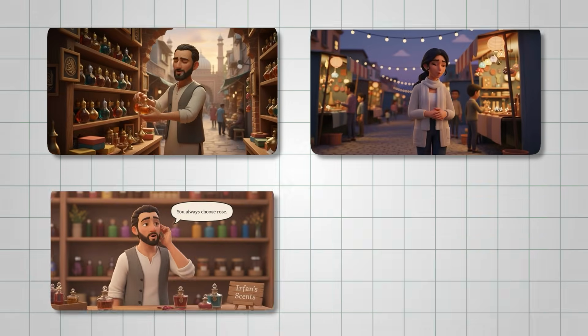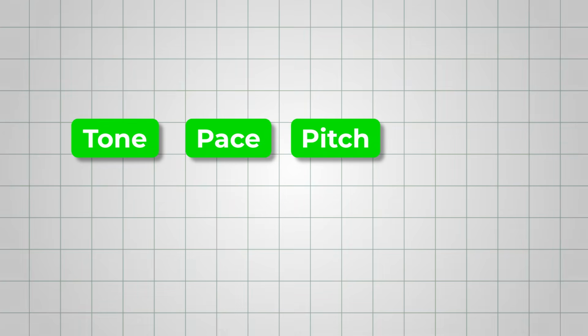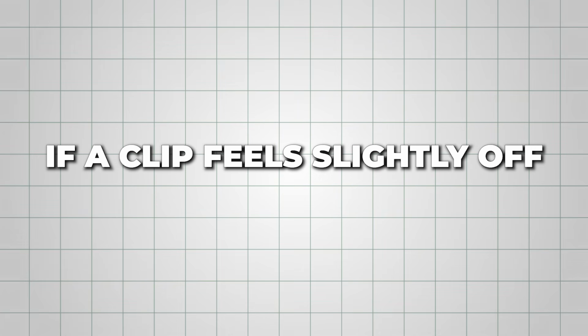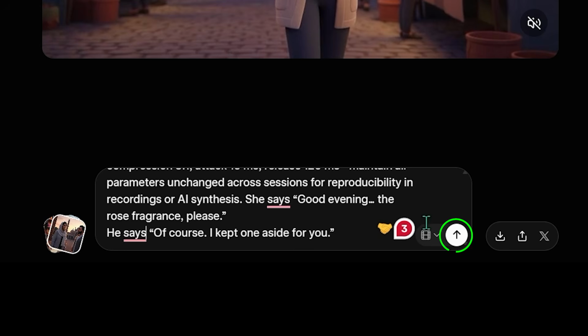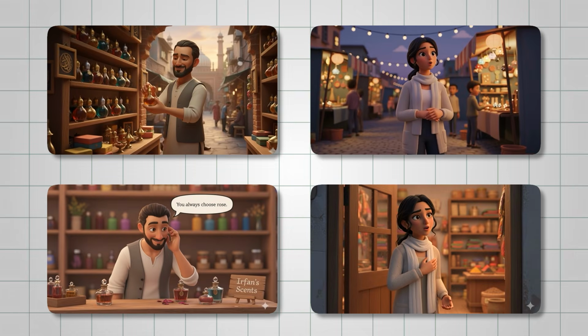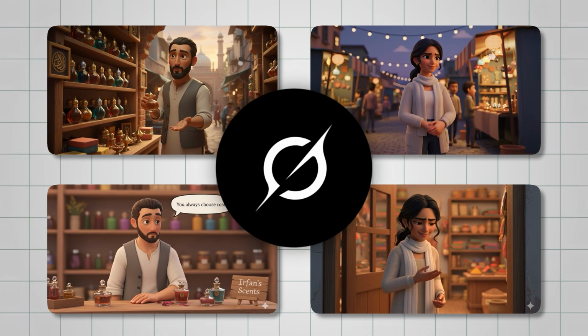After generating each clip, listen carefully to the tone, pace, pitch, accent, and emotional delivery. If a clip feels slightly off, just regenerate it once or twice. So there you have it, a detailed workflow to create consistent voices for multiple characters in Grok AI.